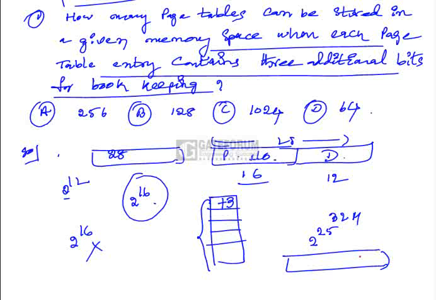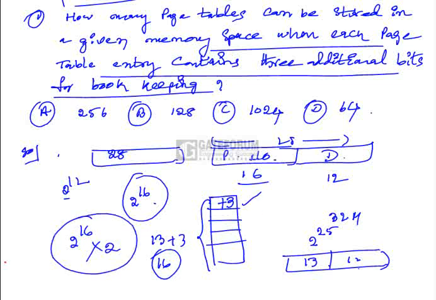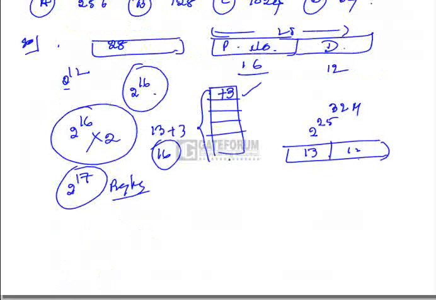These 25 bits must be divided again; displacement is 12 bits because page displacement is equal to frame displacement. So 25 minus 12 will be 13 bits for the frame number. 13 bits plus 3 bits for bookkeeping is 16 bits, and 16 bits means 2 bytes. So every entry is 2 bytes, with 2 power 16 entries. That means it is 2 power 17 bytes, which is the page table size.